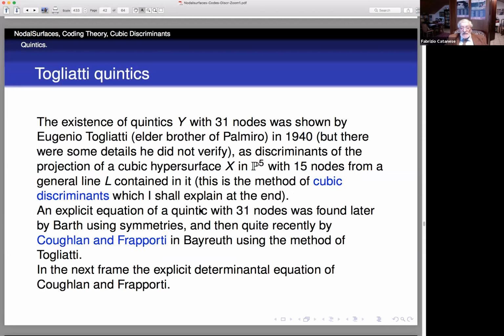And he constructed them as discriminants of the projection of a cubic hypersurface in P5 with 15 nodes from a general line contained in this cubic hypersurface. And this is the method of cubic discriminants, which I shall explain in the end. Barth gave an explicit equation of a quintic with 31 nodes using symmetries. And recently, my collaborators Kaufmann and Frapporti gave an explicit equation of a Togliatti quintic using the method of Togliatti.